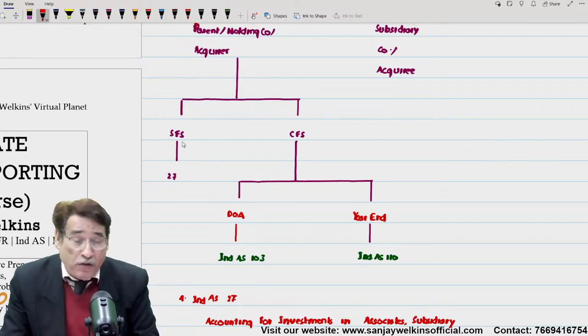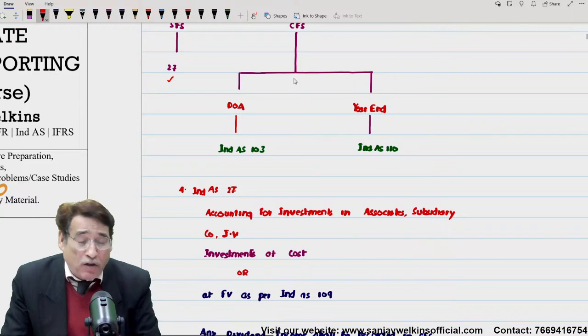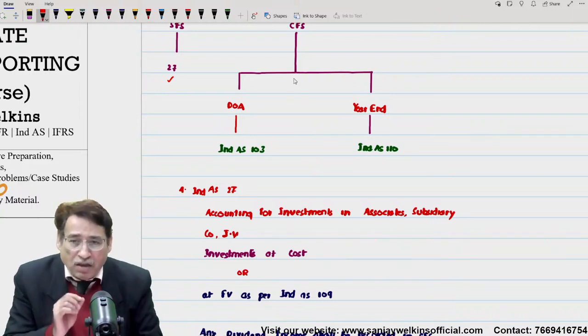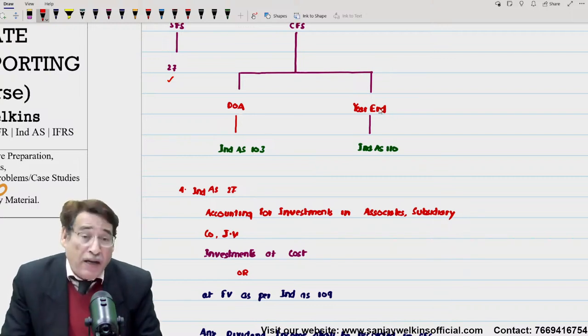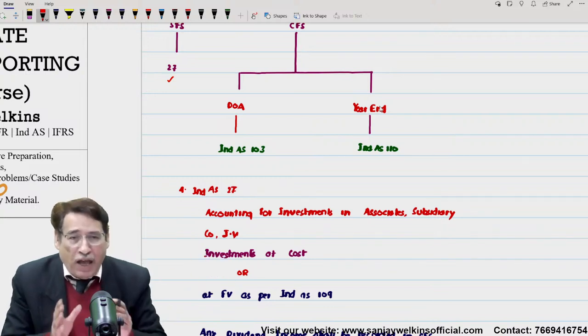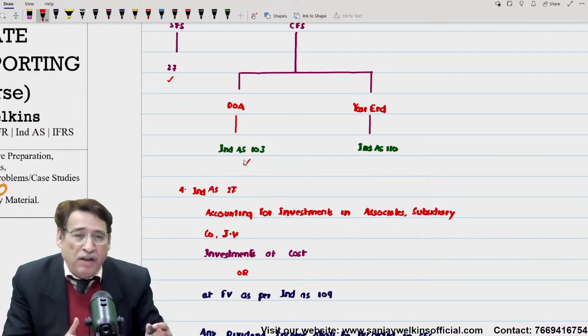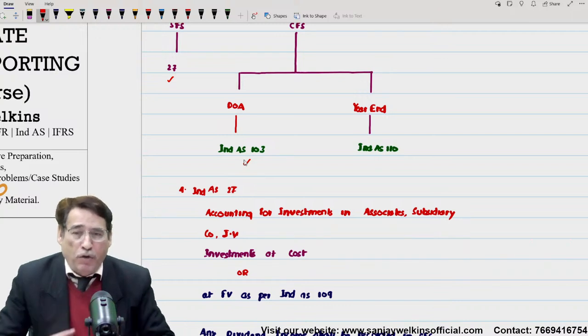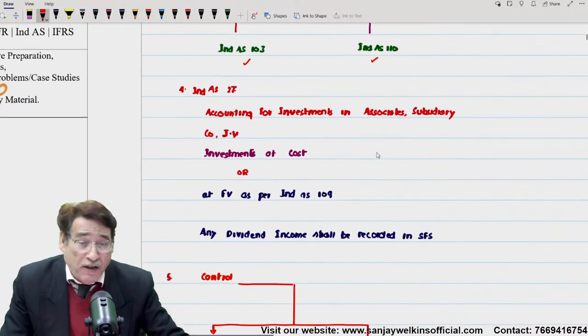One, that is the separate financial statement. Another one is the consolidated financial statement. The separate financial statement shall be prepared as per Ind AS 27. But for the consolidated financial statement, this is the important point: on the date of acquisition, the parent company will prepare the consolidated financial statement, and at the year end and subsequent year ends, it will have to prepare the consolidated financial statement. When it prepares the consolidated financial statement on the date of acquisition, I told you Ind AS 103 will come into play. While at the year end and subsequent year ends, whenever we prepare the consolidated financial statement, we will have to apply Ind AS 110. Is it clear to you?